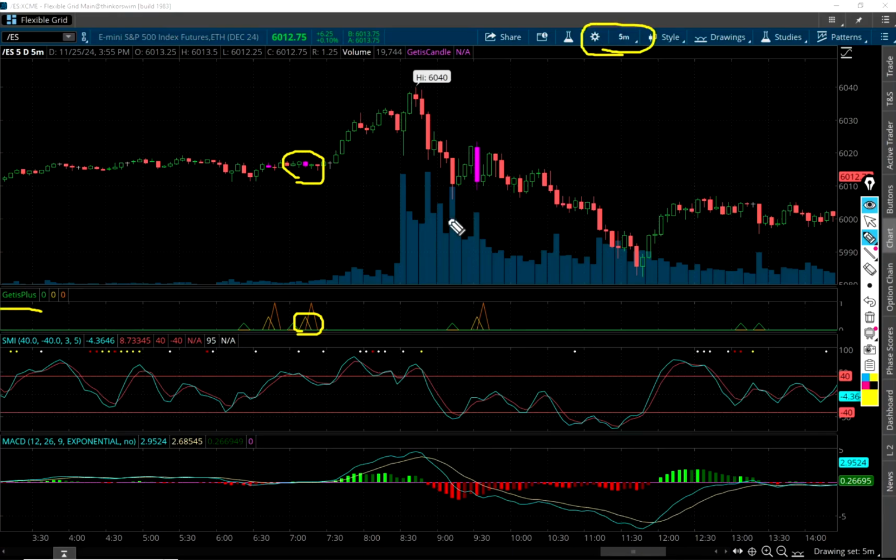On the 5-minute chart, is there a trade there? Because the Get Us Plus indicator gets it right most of the time, but not always. So we always want to confirm. I talk about this all the time. I'm going to go over it again real quick here.